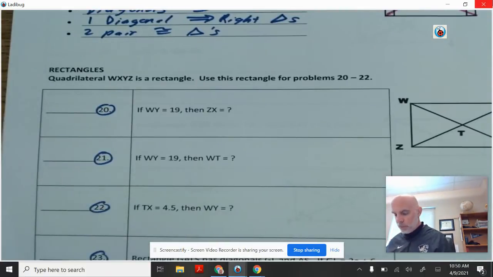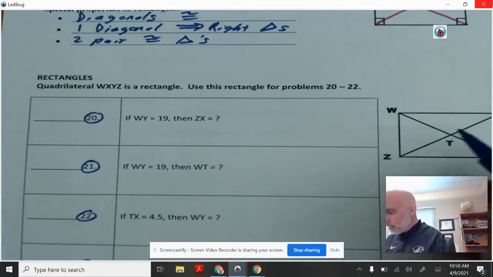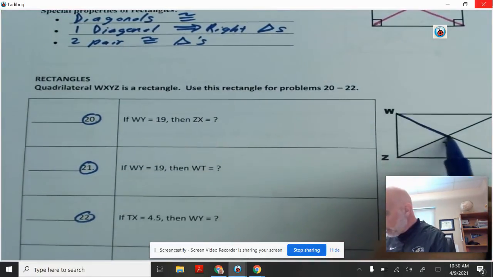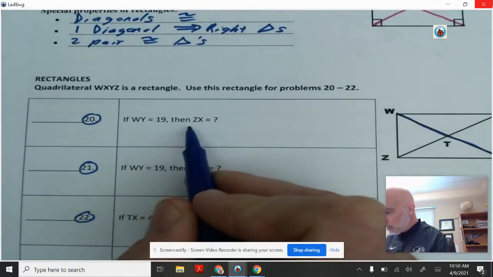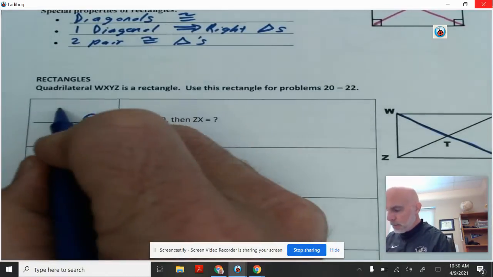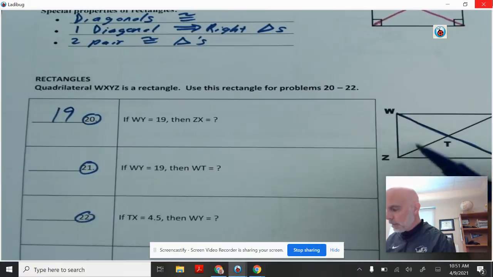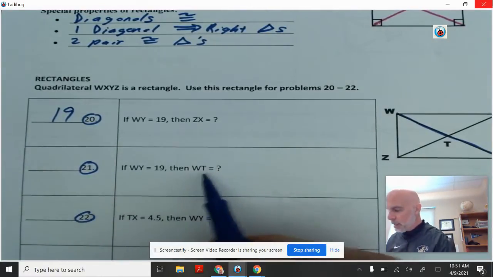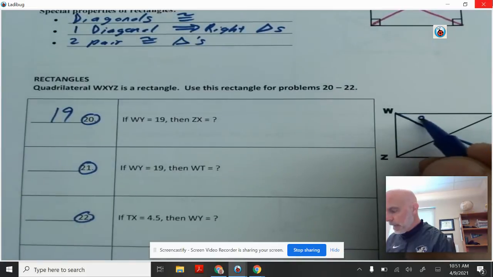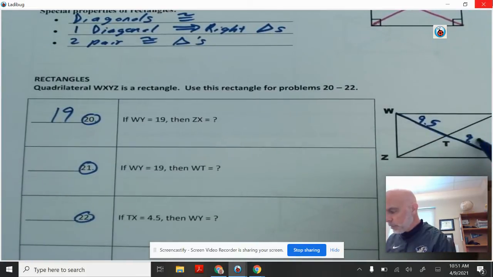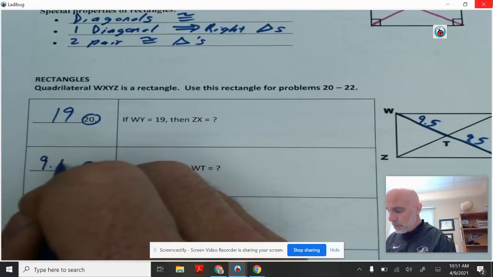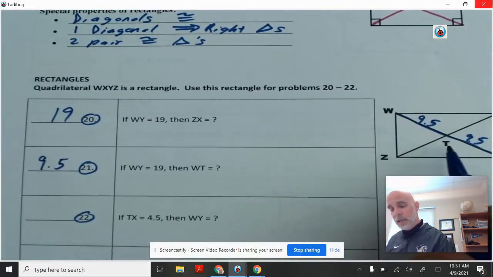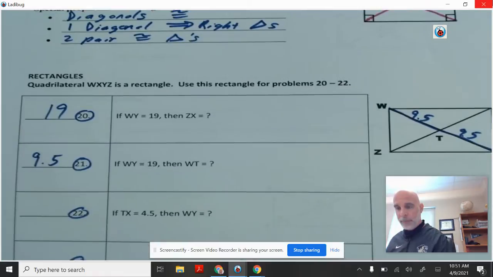Let's do a few right here. These are pretty straightforward. It says if WY is 19, that means this whole diagonal is 19. Well, then ZX would also be 19. So that's pretty easy because we just said the diagonals are congruent. Okay. If WY is 19, then how long is WT? Well, it would be half of that. It would be 9.5 on both sides. And as a matter of fact, these would also be 9.5. Right? That would not be the case on a parallelogram. Okay.